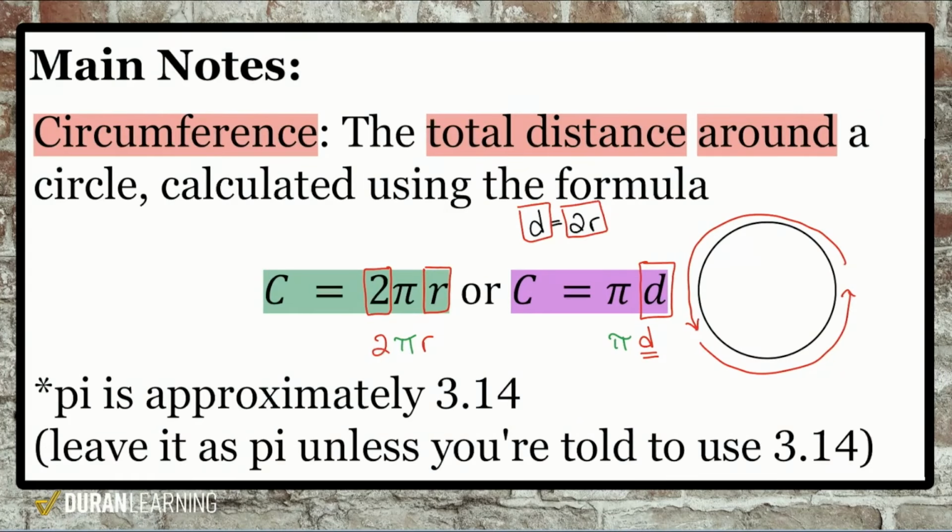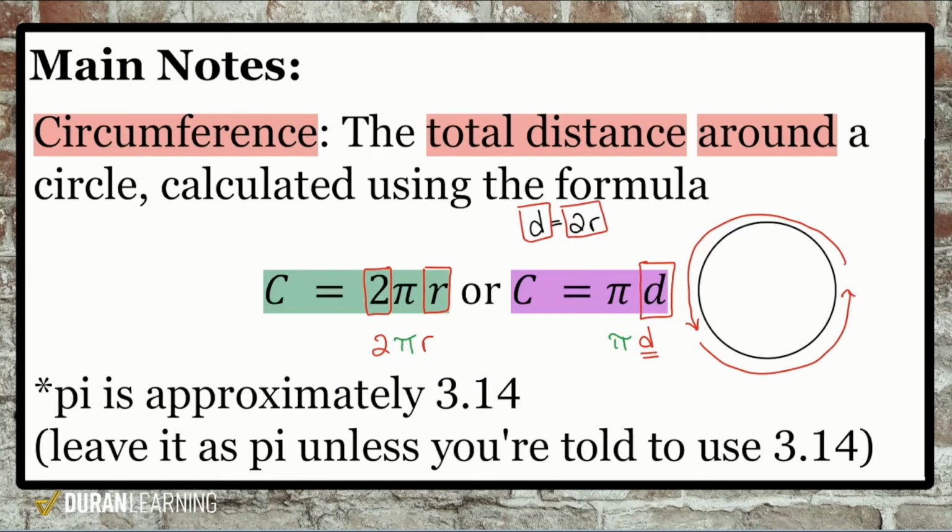So let's just talk about this symbol right here. This is called pi. P-I, not P-I-E. I know it's Monday and we're hungry, but this is P-I, pi. Pi, when they tell you to approximate it, when they tell you to calculate with the approximation, typically they will say use 3.14 for pi.